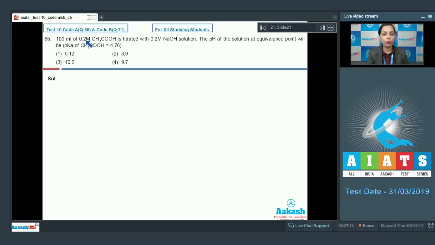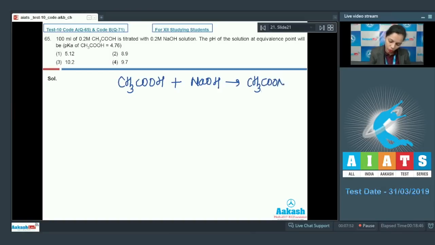100 ml of 0.2 molar acetic acid is titrated with 0.2 molar NaOH solution. The pH of the solution at equivalence point will be? The pKa value is given for acetic acid, it is 4.76. So actually in this reaction, acetic acid is reacting with a strong base, a weak acid is reacting with a strong base, and there's the formation of a salt, that is CH3COONa, sodium acetate, and water is formed.